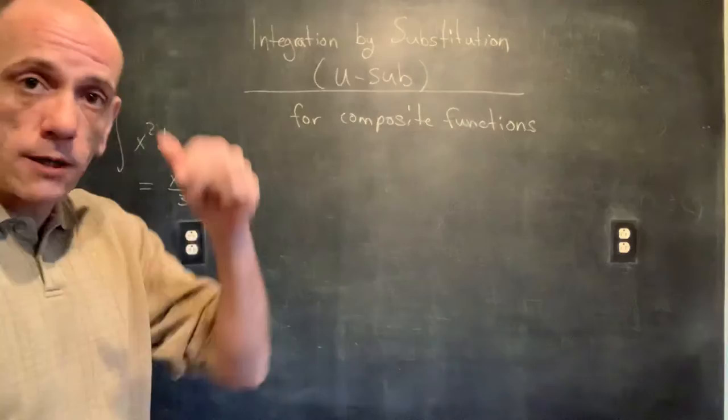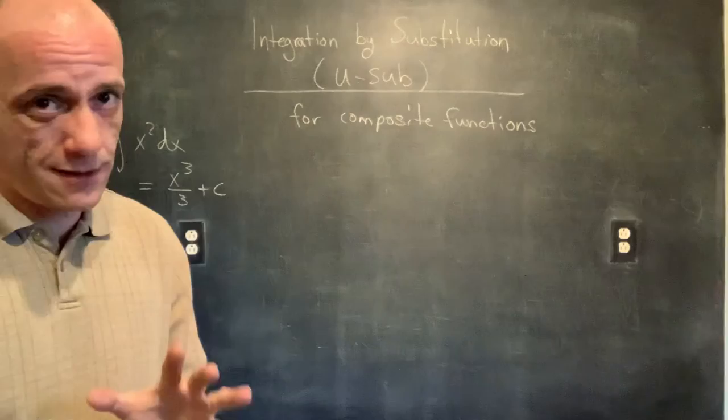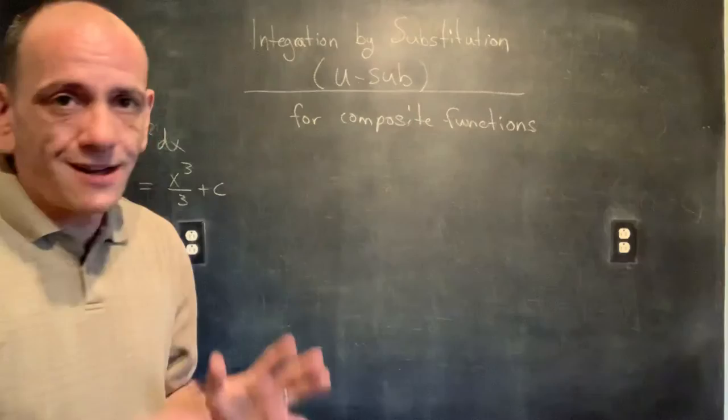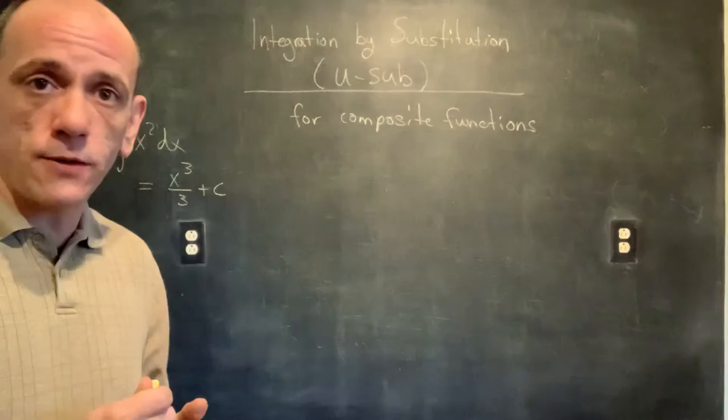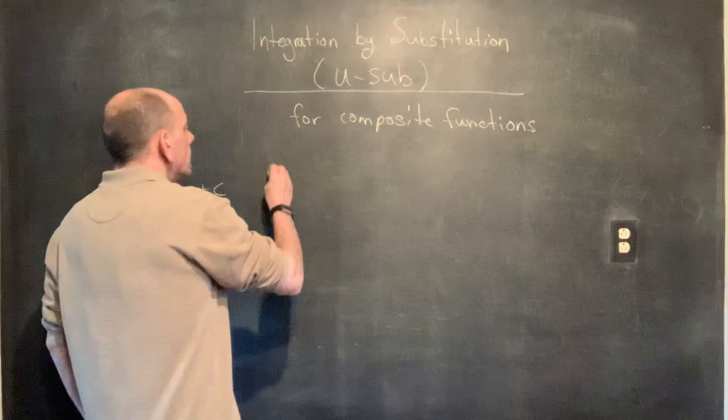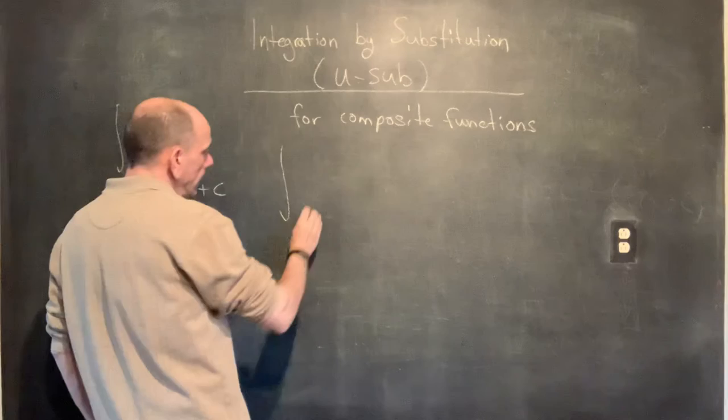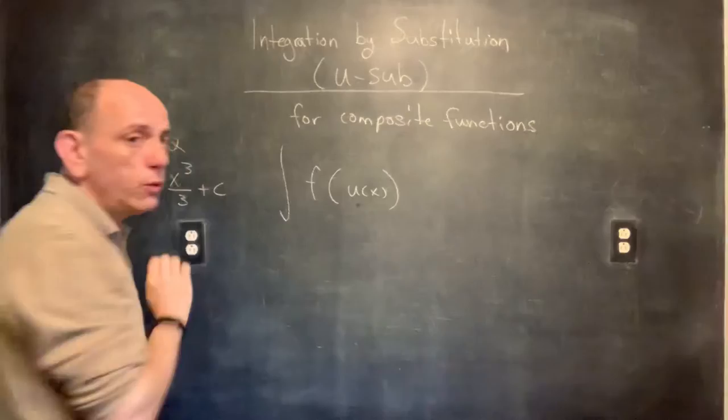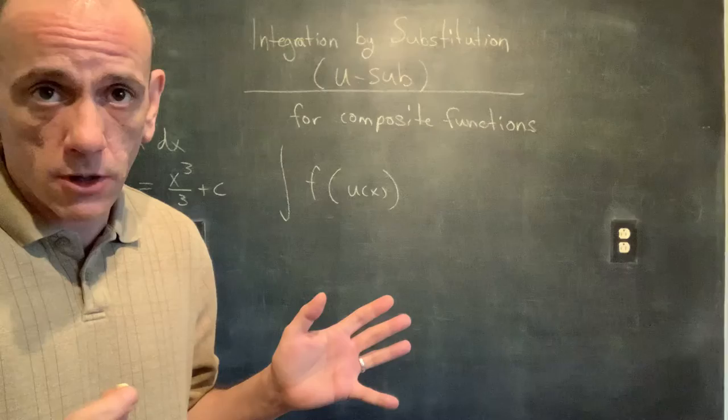Now, the pattern for when u sub works, this doesn't look pretty. I'm going to write it two ways, but don't get scared by this. It's not nice when we write it in the math speak, but once you see it play out and you see it a bunch of times, it becomes very familiar and it's not as ugly as all this. So let's say we're looking for this pattern. We have the integral of f of u of x, where u is some continuous function of x, okay? Any continuous function of x.